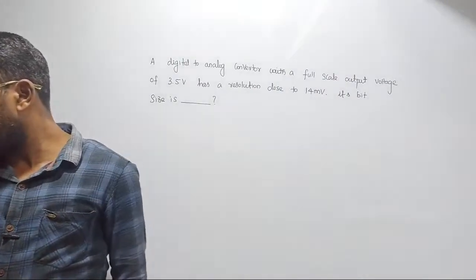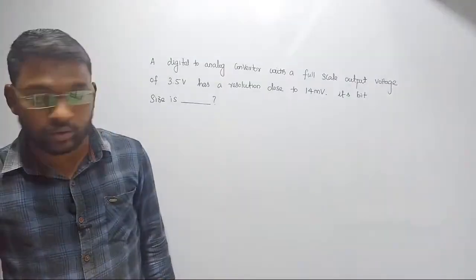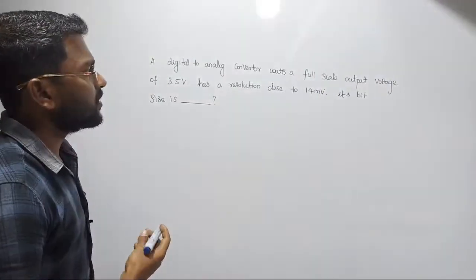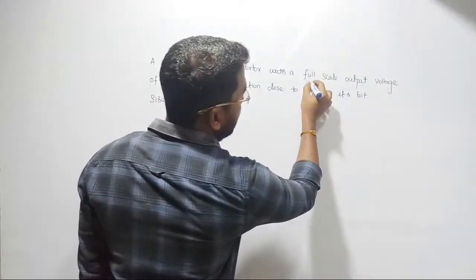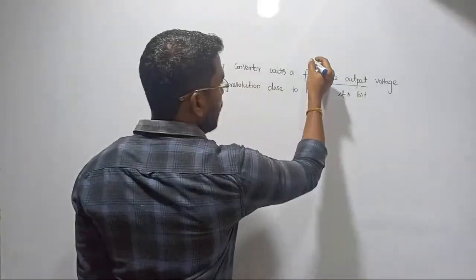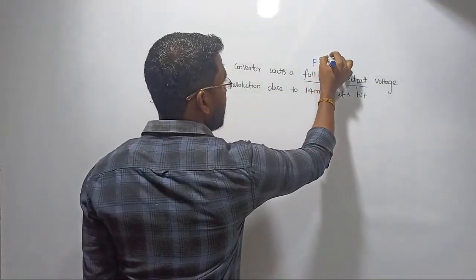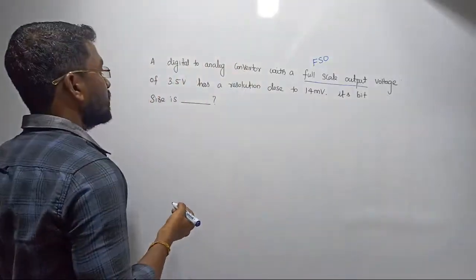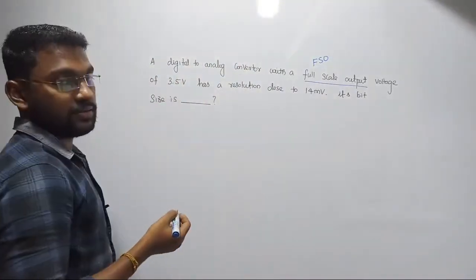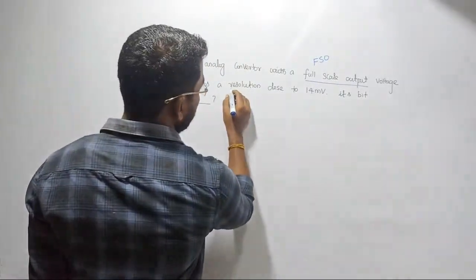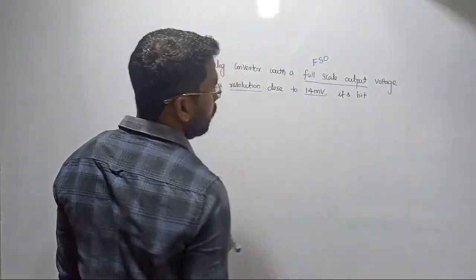The question is what? You are requested to find out the number of bits only, no? Wait a minute. See what we saw, the digital to analog converter we have already observed. This is the full scale output voltage. In short, it can be written as FSO voltage, and it is given. This value is 3.5, and they have given the resolution. Resolution is how much? 14 millivolts.